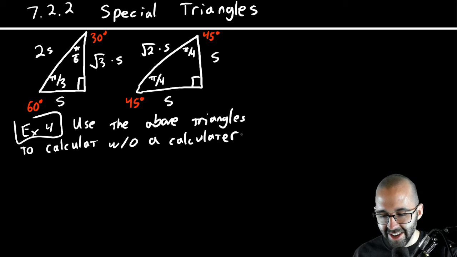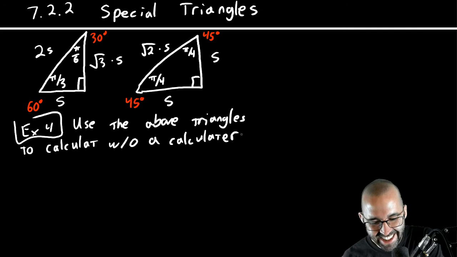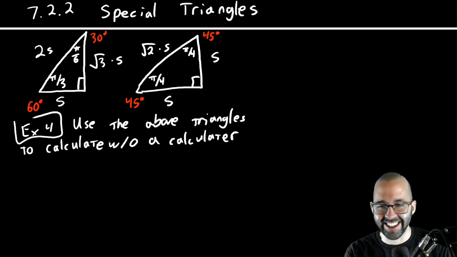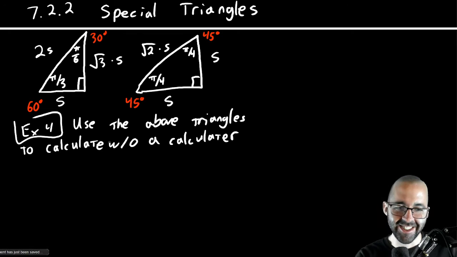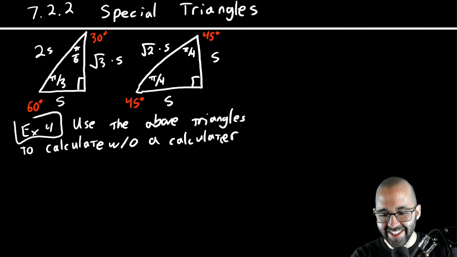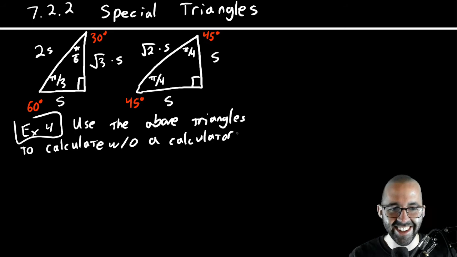Wait, does calculator have an E? I don't know how to spell calculator anymore. Calculate, I know calculate has an E. All right, who knows? It doesn't matter. Maybe it's an O. All right, calculate without a calculator. I don't know, that looks weird.